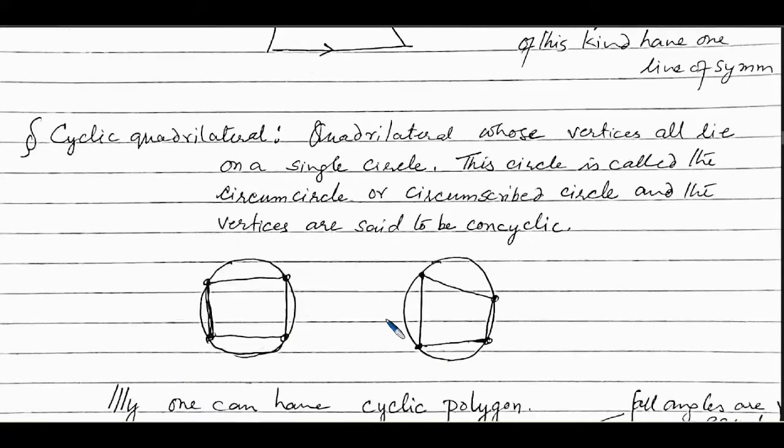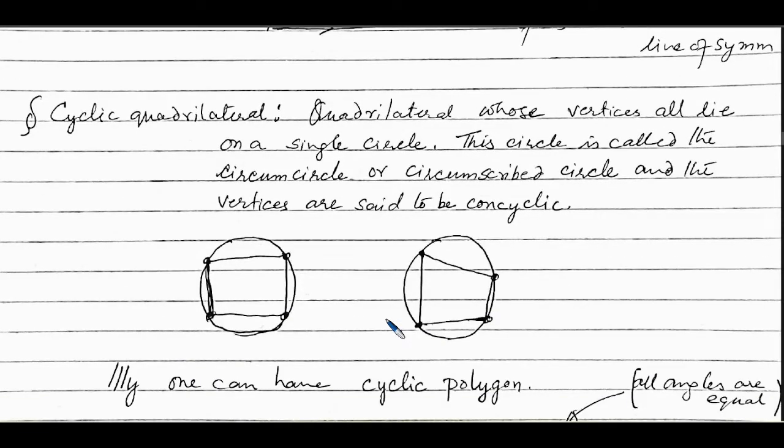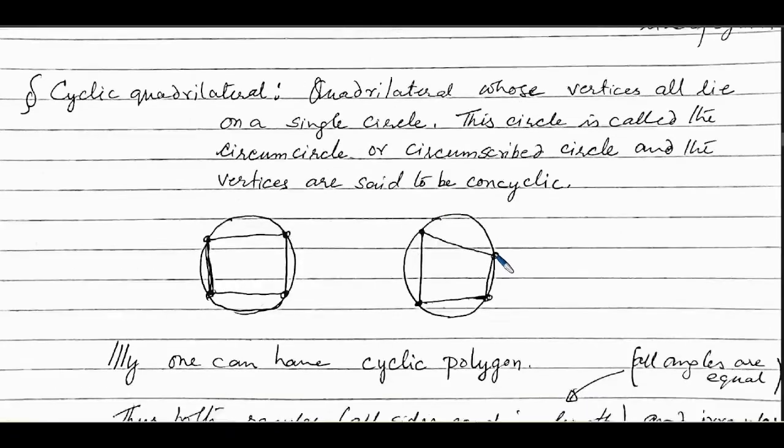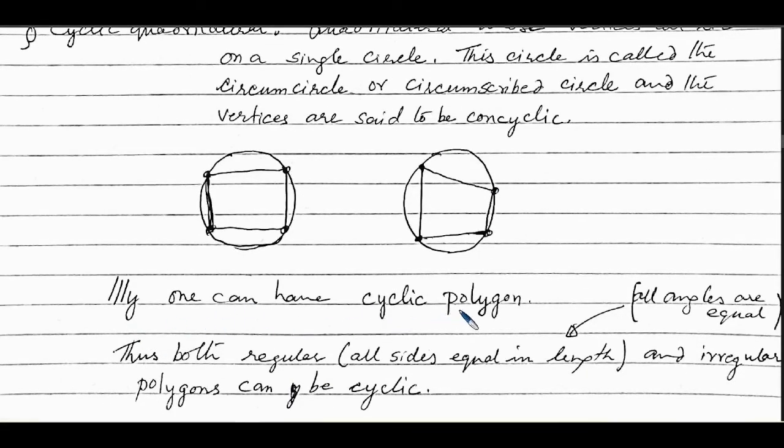So from these definitions of quadrilaterals, now we come to something called a cyclic quadrilateral. If you have a quadrilateral, you can draw a circle around it. The quadrilateral is embedded inside, and each corner should touch the circle. Then it is called a cyclic quadrilateral. It can be regular or irregular. Okay, so let me read. A quadrilateral whose vertices all lie on a single circle. This circle is called the circumcircle or circumscribed circle. And the vertices are said to be concyclic, or cyclic.